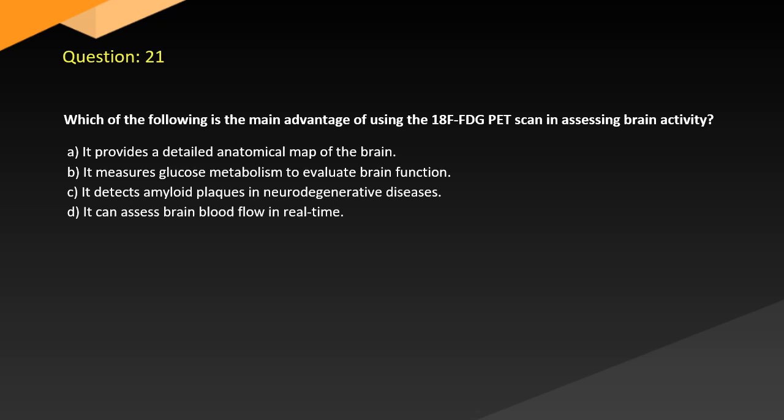Question 21. Which of the following is the main advantage of using the 18F-FDG PET scan in assessing brain activity? A. It provides a detailed anatomical map of the brain. B. It measures glucose metabolism to evaluate brain function. C. It detects amyloid plaques in neurodegenerative diseases. D. It can assess brain blood flow in real time.